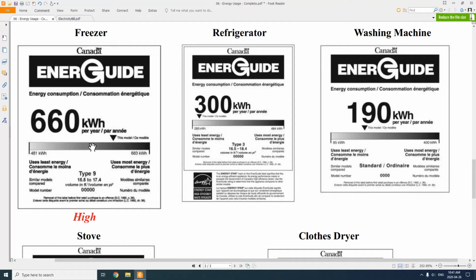Right? I mean, it's higher than kind of the average, right? The middle would be around here. So it's in the top freezers in terms of the amount of energy it's using. So in this case, I might look at some other freezers. It's not the greatest one.